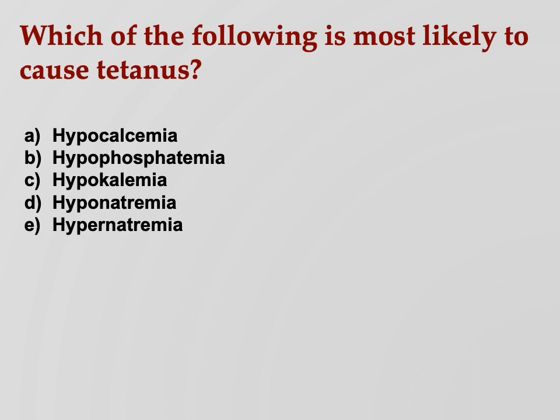So make sure you know your ions with respect to the causes of their imbalances, or the effects, both causes and effects of imbalances. In this case, hypocalcemia. Hypercalcemia, remember, is muscle weakness. Hypocalcemia leads to hyperexcitability, including Trousseau's sign and laryngospasm and the whole works.